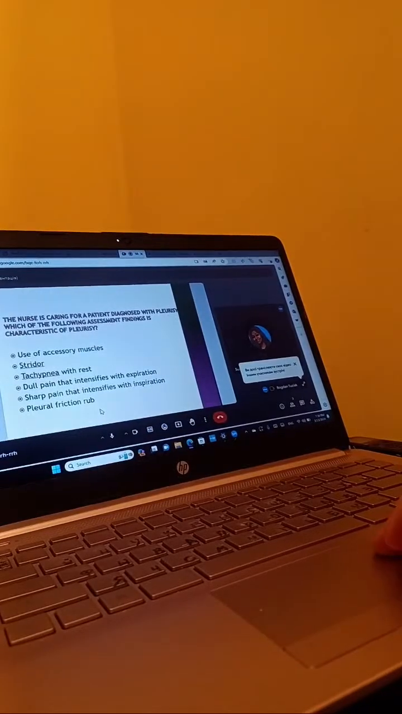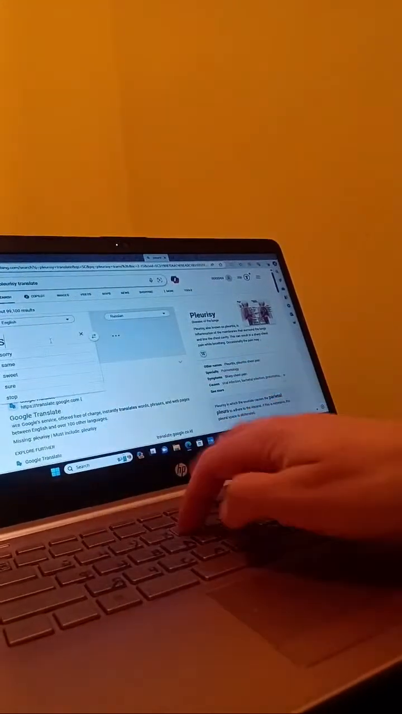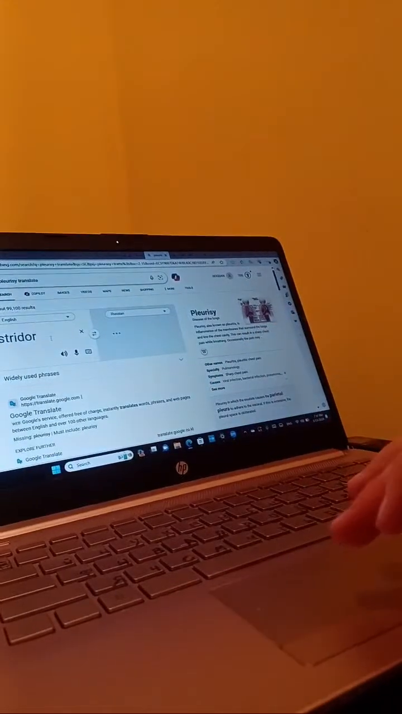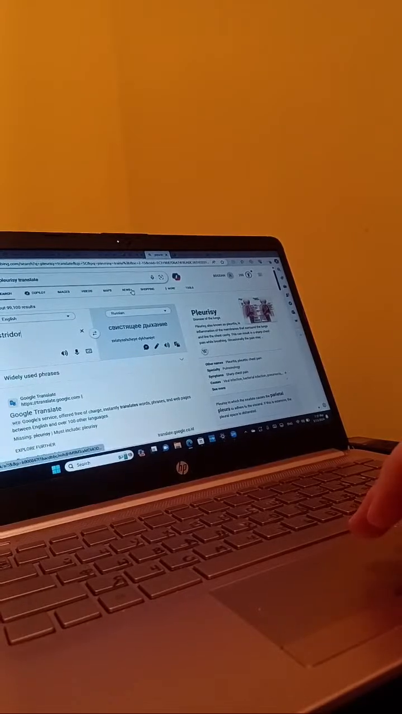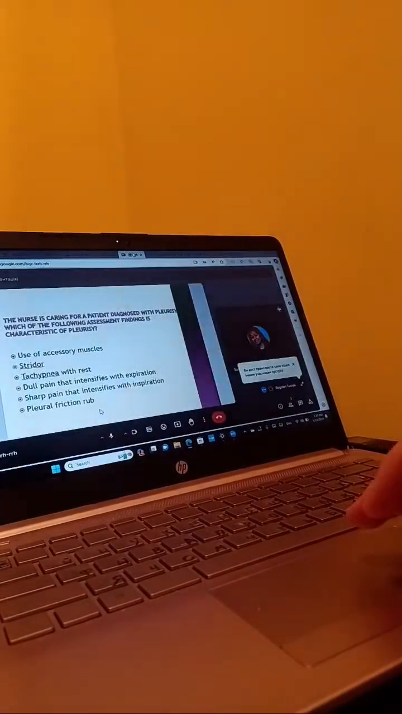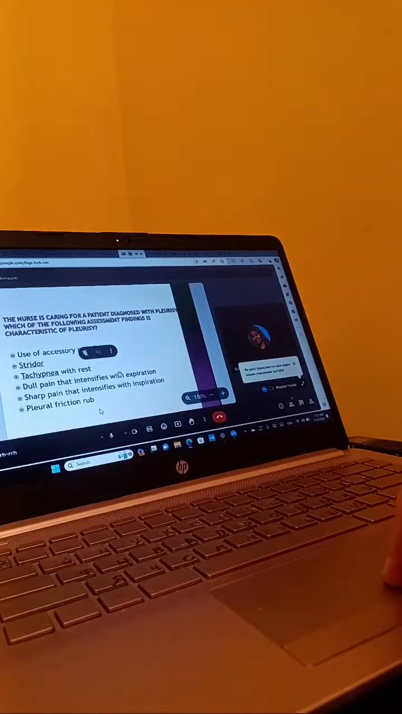Stridor. What is stridor? I will check it too. Stridor is like snoring. Snoring is when you sleep. Stridor is the sound that you hear when someone breathes when they are awake. Like that, you can hear someone's breathing. If without stethoscope, without anything, you're standing next to them and you're hearing them breathe like this, that's called stridor. Okay.